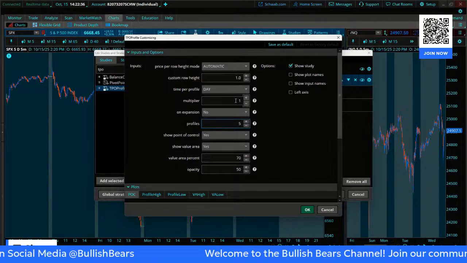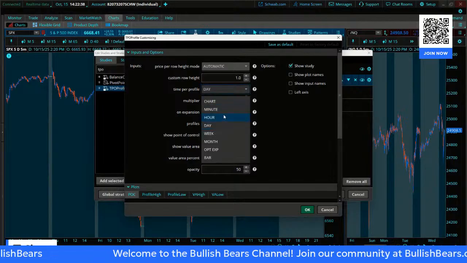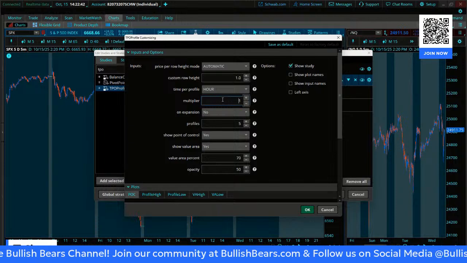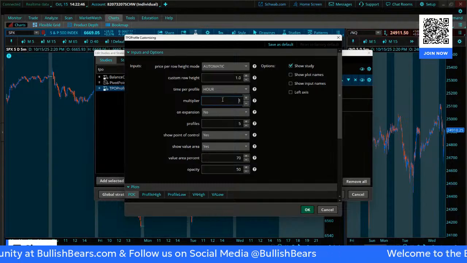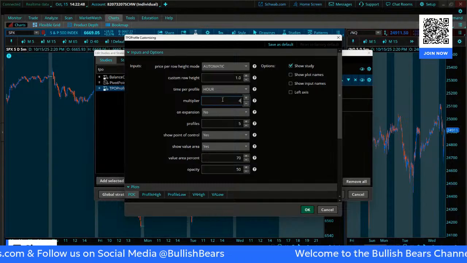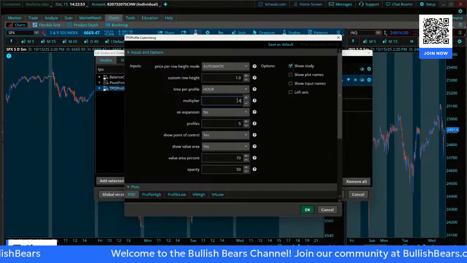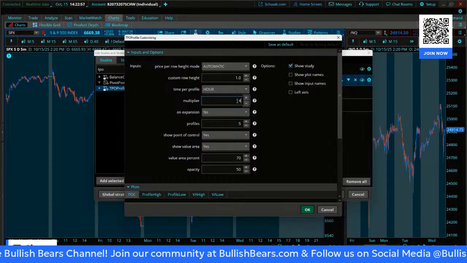So what the multiplier is for, what if I had chosen an hour, but I didn't want 1 hour? I wanted a 4 hour profile. I could set it to hour and then put the number 4 in there. And now I can get a 4 hour profile, which is nice, right? That way we can get a little more specific about how much we want.